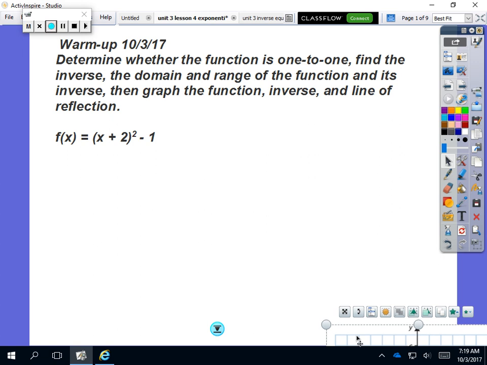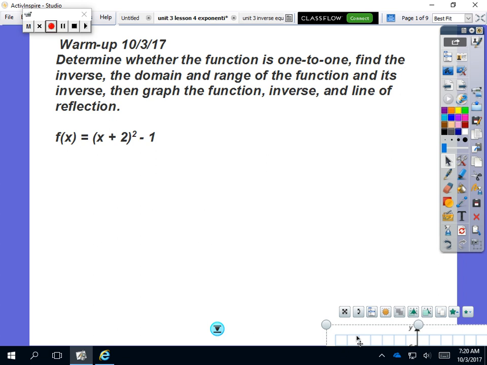Determine whether the function is one-to-one, which means that the inverse is also a function. The function passes the horizontal line test. If it doesn't, we have to restrict the domain. Find the inverse of the function, the domain and range of the function and its inverse, then graph the function, the inverse, and the line of reflection. So there's several things within this one problem.